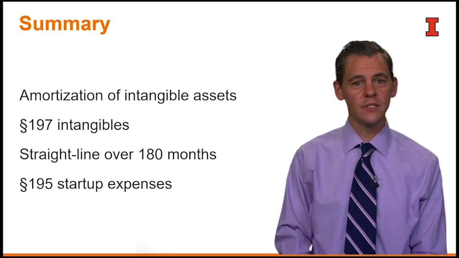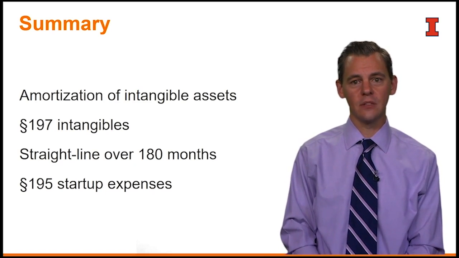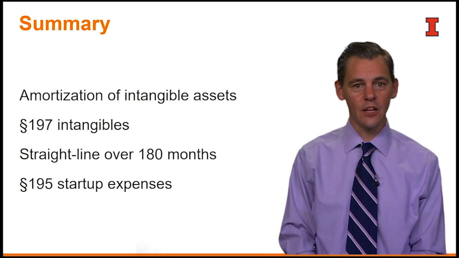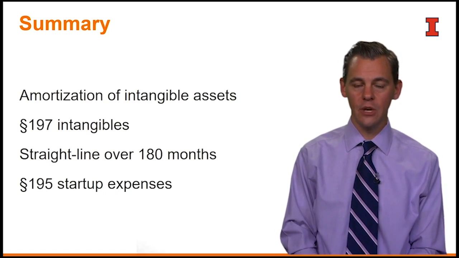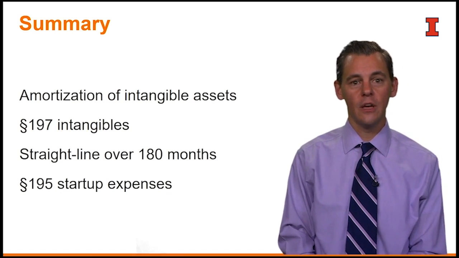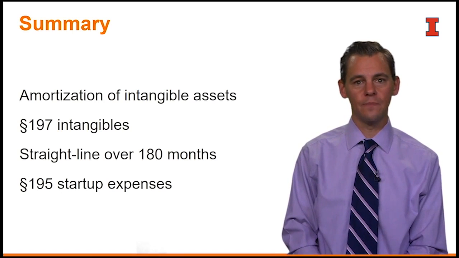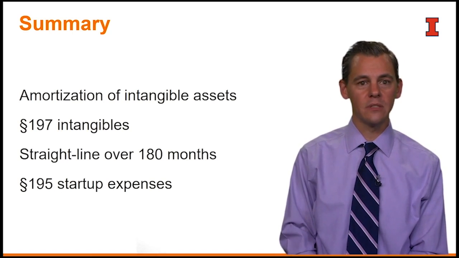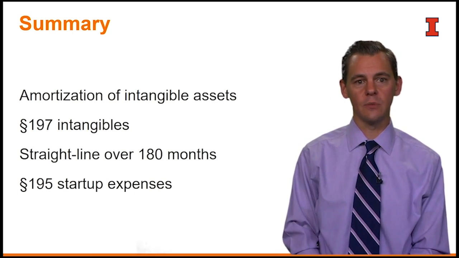In all, we've discussed the amortization of intangible assets. Section 197 intangibles are amortizable when purchased, straight-line over 180 months beginning in the month of acquisition. Only internally created patents and copyrights are also amortizable.